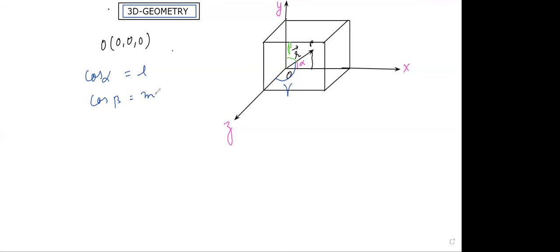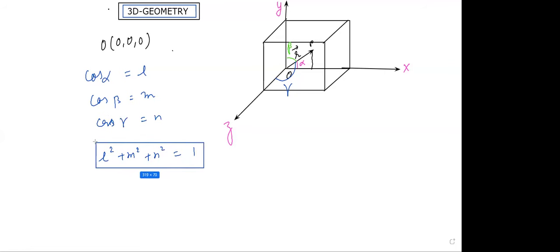Okay, denote it as L, M, and N. And in vector, we have already studied an important relation. Do you remember that? It is L square plus M square plus N square equals to 1. Okay, this is the important relation that we have already studied.